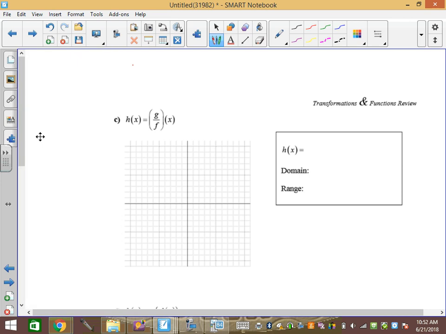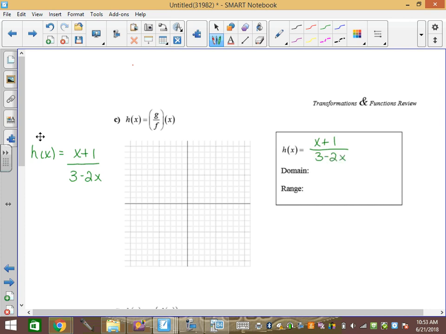Then we have division. So we need to do G divided by F, and G is x plus 1, and F is 3 minus 2x, so it's rational, a rational graph. Nothing cancels, so I have a horizontal asymptote and a vertical asymptote and no points of discontinuity.